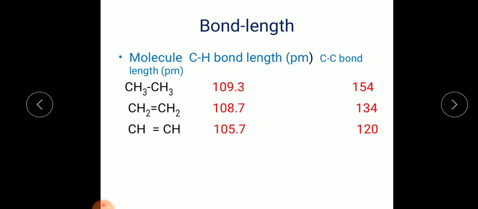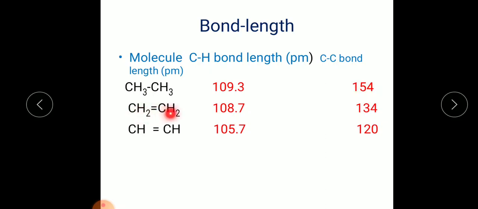Now, say for example we are considering bond length in molecules, then we have the carbon hydrogen bond length in picometer and the carbon carbon bond length in picometer. Now we have three columns like this. When you consider ethane, C2H6, over here we have a carbon carbon bond and also a carbon hydrogen bond. The carbon hydrogen bond length in ethane will be 109.3 picometer, whereas the carbon carbon single bond length will be 154 picometer.